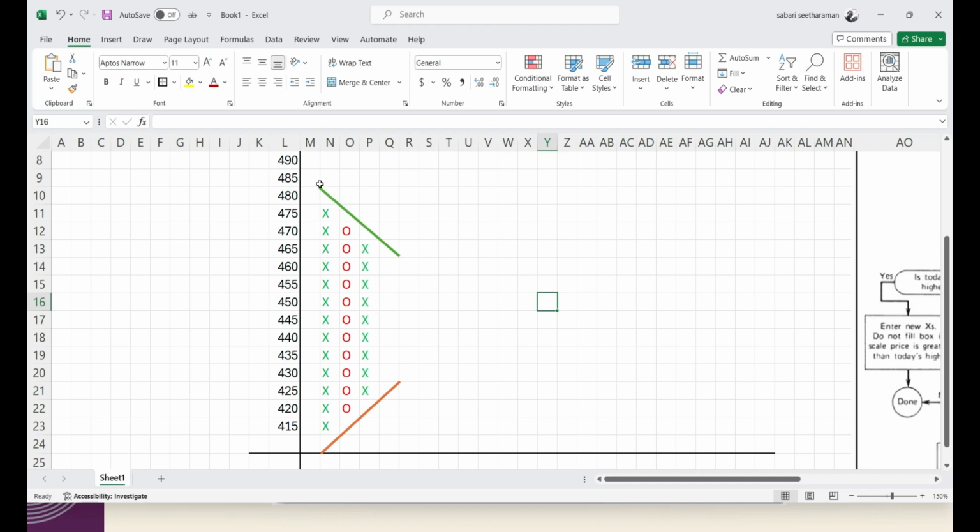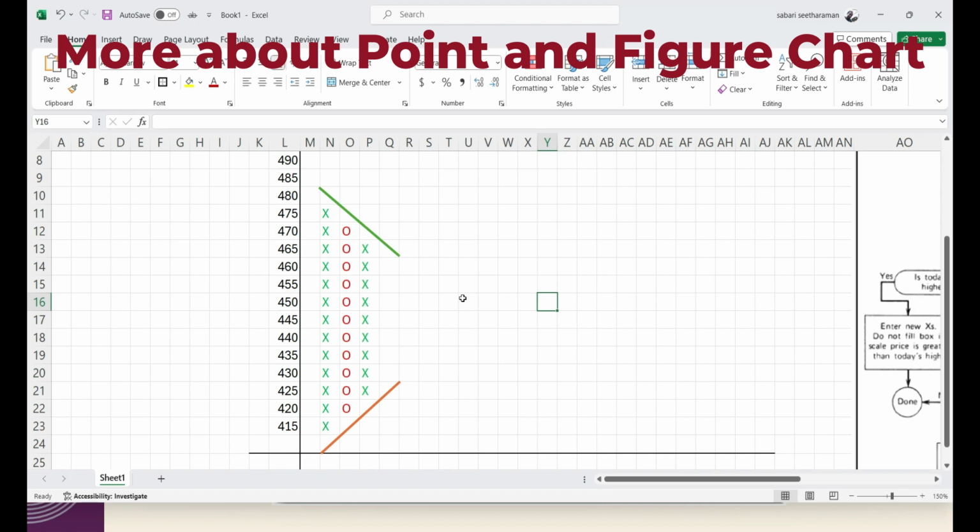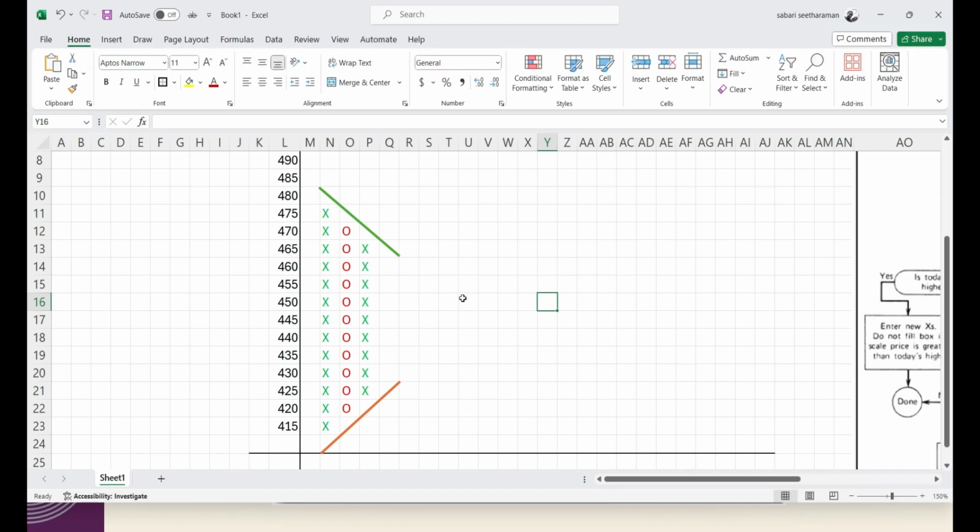Okay? So this line is a 45-degree line, right? These 45-degree lines are support lines. Only long positions are taken when the 45-degree trend line is up, and only short sales are entered when the trend line is down.